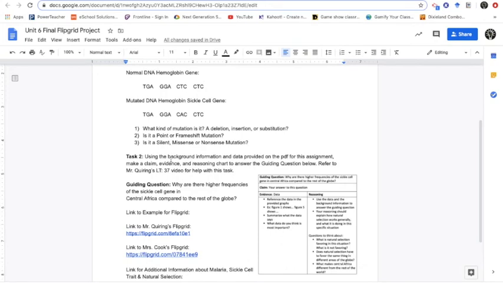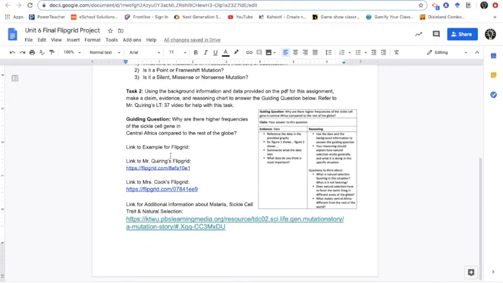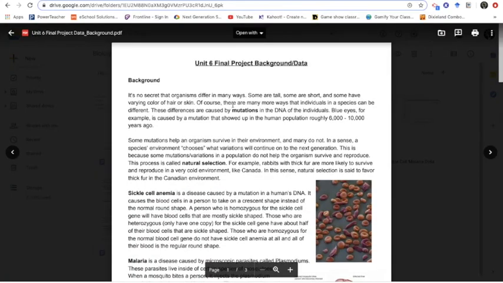All right, that's part 1. The second part is you are going to look at the data that we provide you, and you're going to use that to answer this guiding question. The guiding question is, why are there higher frequencies of the sickle cell gene in Central Africa compared to the rest of the globe? So let's look at this background and data that I provide you.